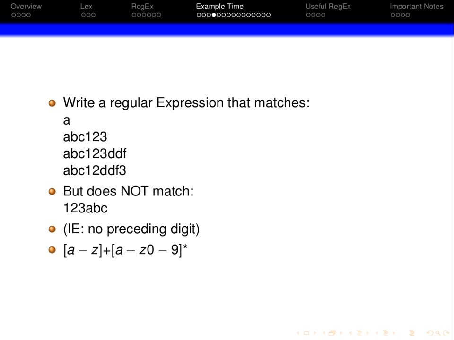Anyway, does everyone see how that regex works? What does the plus do again? One or more of these. So you have one or more lowercase letters followed by any combination of zero or more lowercase letters and digits.